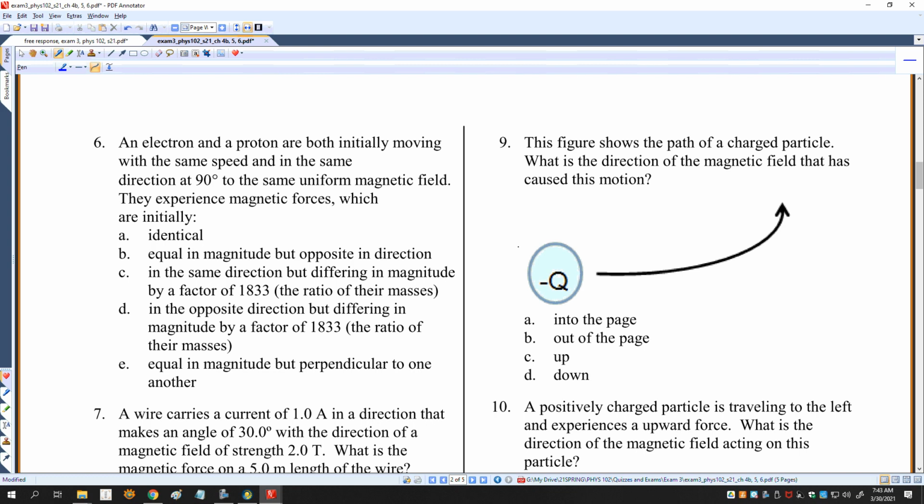In fact, if a particle travels parallel to the magnetic field, it doesn't affect it. An electron and proton are both initially moving with the same speed and in the same direction at 90 degrees to the same uniform magnetic field. They experience magnetic forces which are initially what?